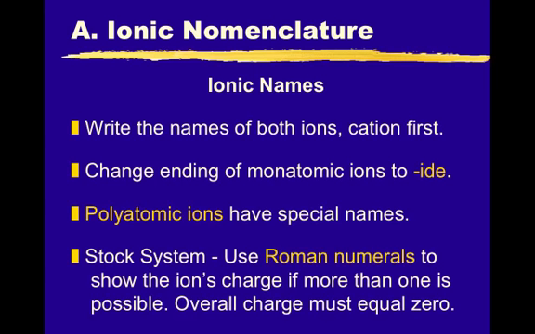And then again, we'll have to use the stock system. We use Roman numerals to show the cation's charge if more than one charge is possible. Now remember, our overall charge must equal 0. That way, we'll have to use some of our deductive reasoning skills to determine Roman numerals sometimes. Roman numerals indicate the charge of the transition metal.